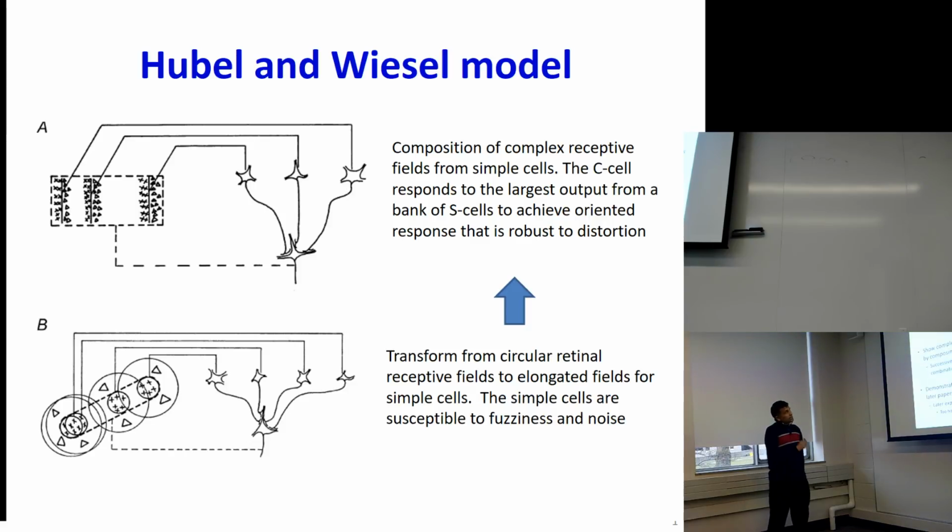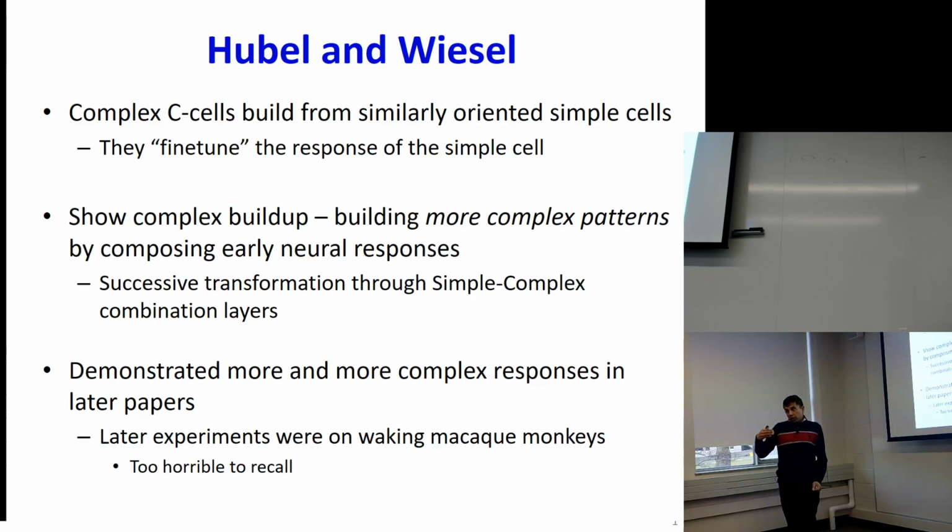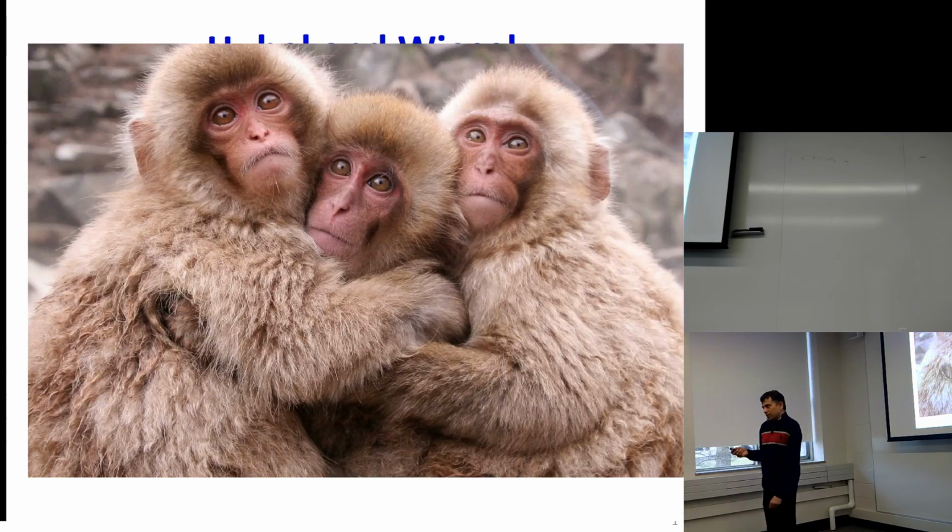So the complex cells are built from similarly oriented simple cells, number one. And number two, there's a complex buildup. As you go through these, the complex cells feed to other simple cells, which feed to other complex cells, and so on. So successive transformations through these simple and complex cells actually showed response to more and more complex patterns. And later on, they actually went on to work with monkeys, at which point you don't really want to read more papers.